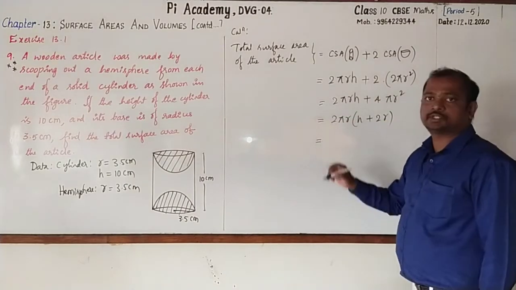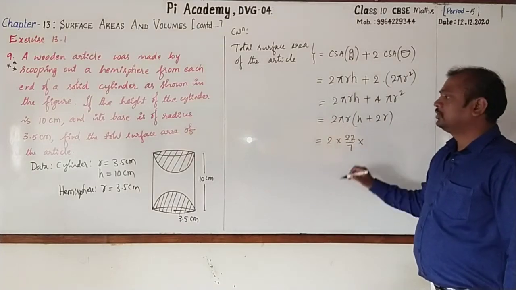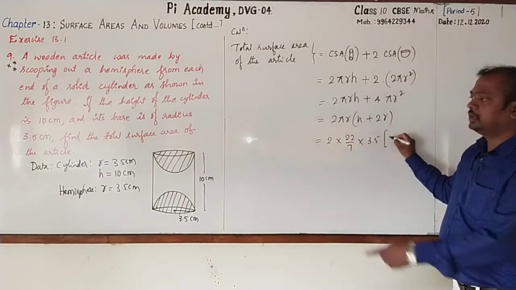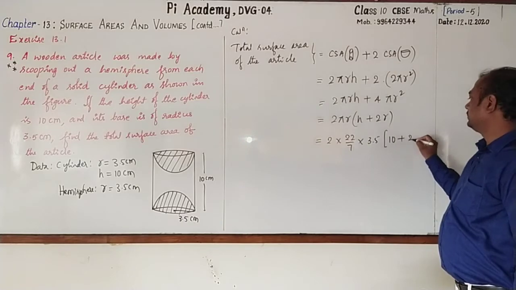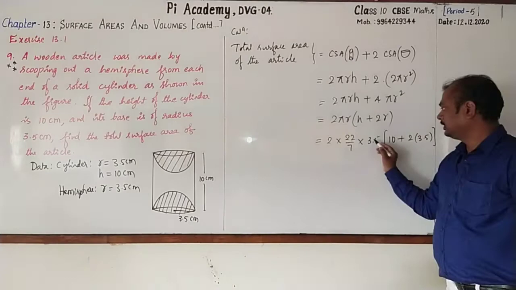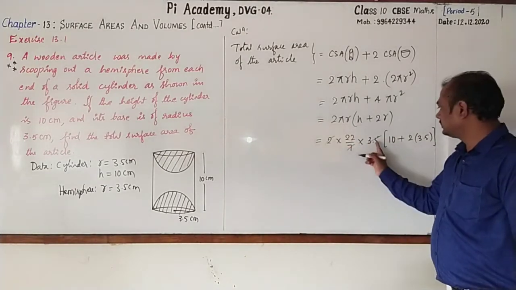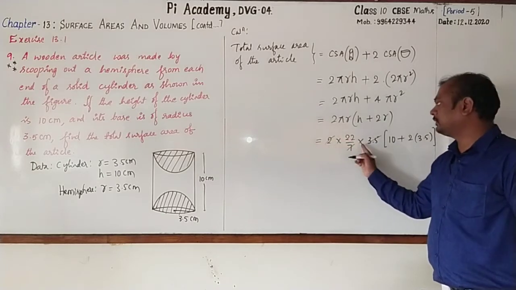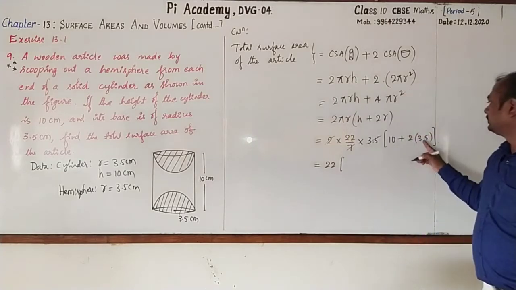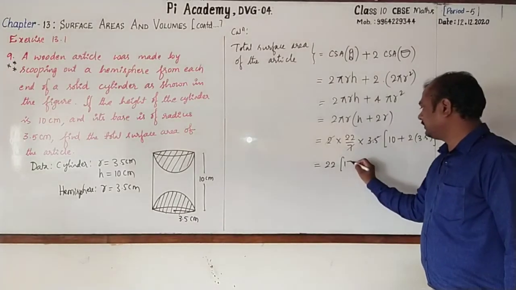Now go for substitution. 2 into π is 22 by 7. What is the radius? Very good. It is 3.5 into height. Height is 10. Then 2 into radius is 3.5. Observe, 3.5 2s are 7. It's equal to 22 into 3.5 2s are 7, 10 plus 7. It is 17.